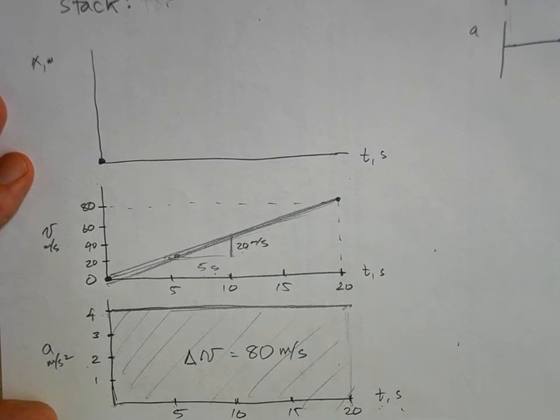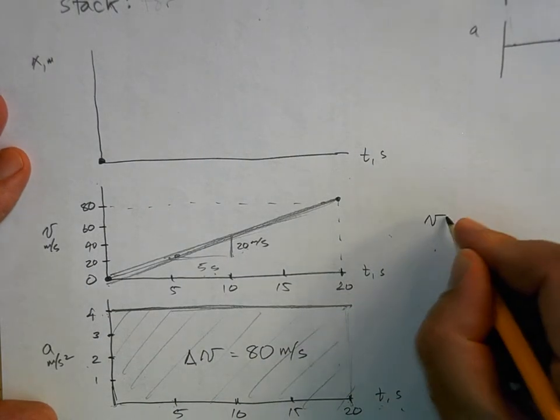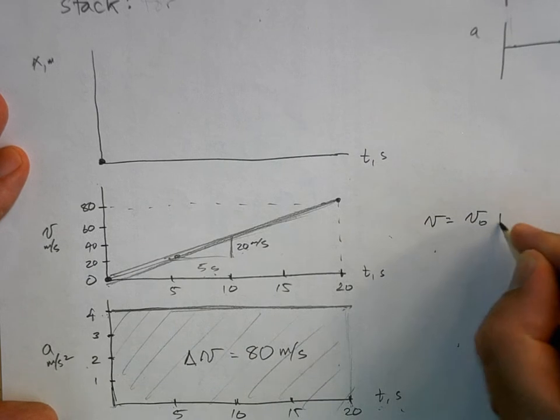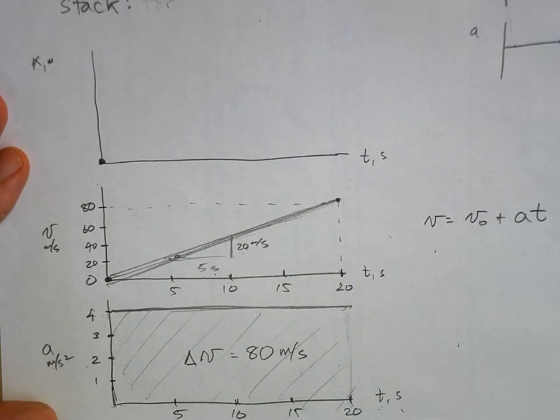Okay. There's another way of drawing this graph. You can use the first kinematic equation: V equals V naught plus A times T.